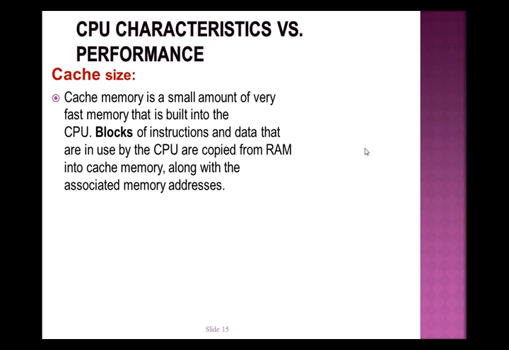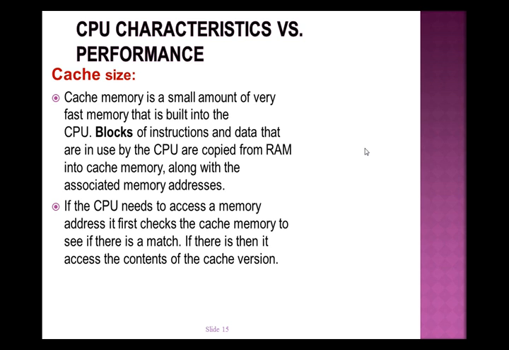Next, cache size. This is also one of the characteristics. Cache size is a small amount of very fast memory that is built into the CPU. Blocks of instructions and data that are used by the CPU are copied from the RAM into the cache. So cache memory is also used as the fastest memory that lies between the CPU and the main memory.